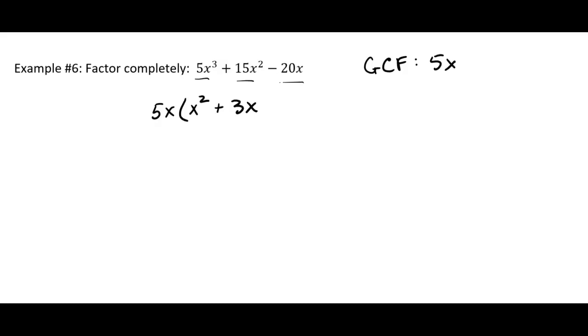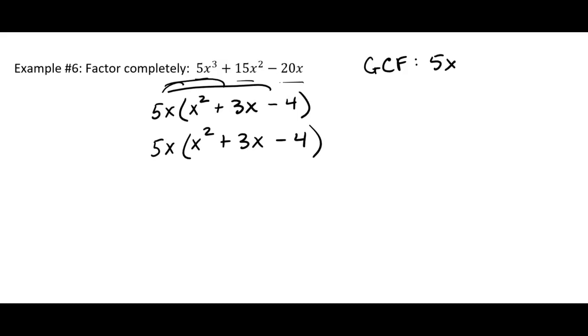Again, 15 divided by 5 is 3, and you took an x out, so there's an x left, and then minus 4. Now you could multiply that back in to check it, so you could distribute, and see if that works, but it does. You get 5x cubed plus 15x squared minus 20x. So you do have it factored. You have multiplication, 5x times x squared plus 3x minus 4. However, it is not factored completely. We have to see if the trinomial will factor.